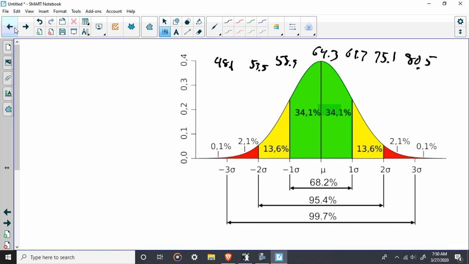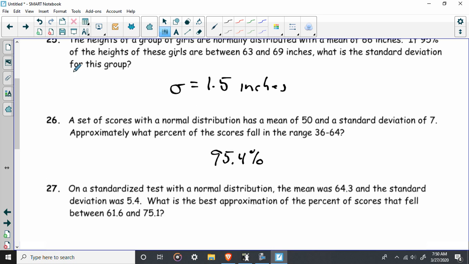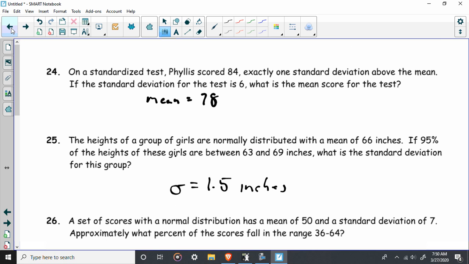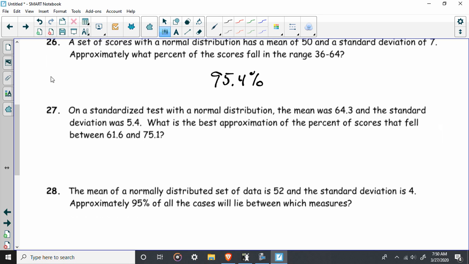Did I do the wrong numbers? 64.3 and a standard deviation of 5.4.